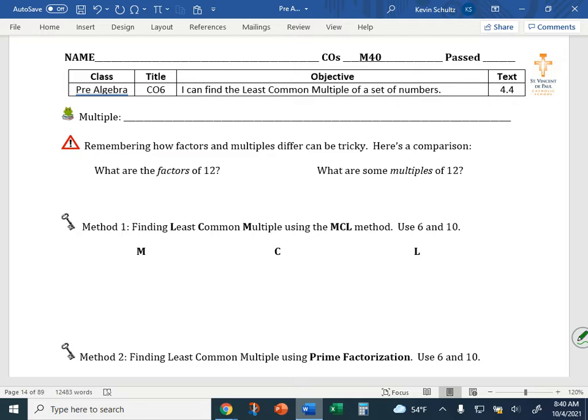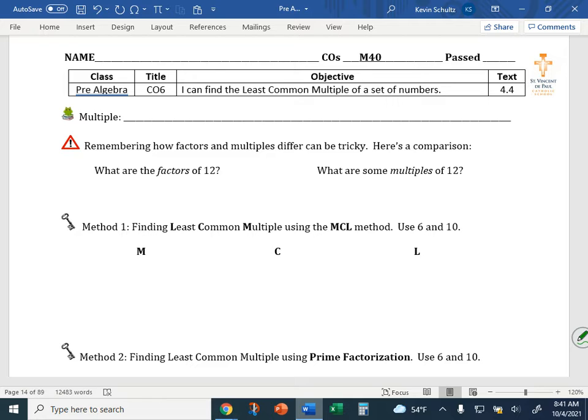Okay? What is the difference between a factor and a multiple? And I want to ask it in the context of, what are the factors of 12 versus the multiples of 12? And to give you a hint, notice how I asked you what are the factors of 12 and what are some multiples of 12. There's a very big difference there in the word choice.